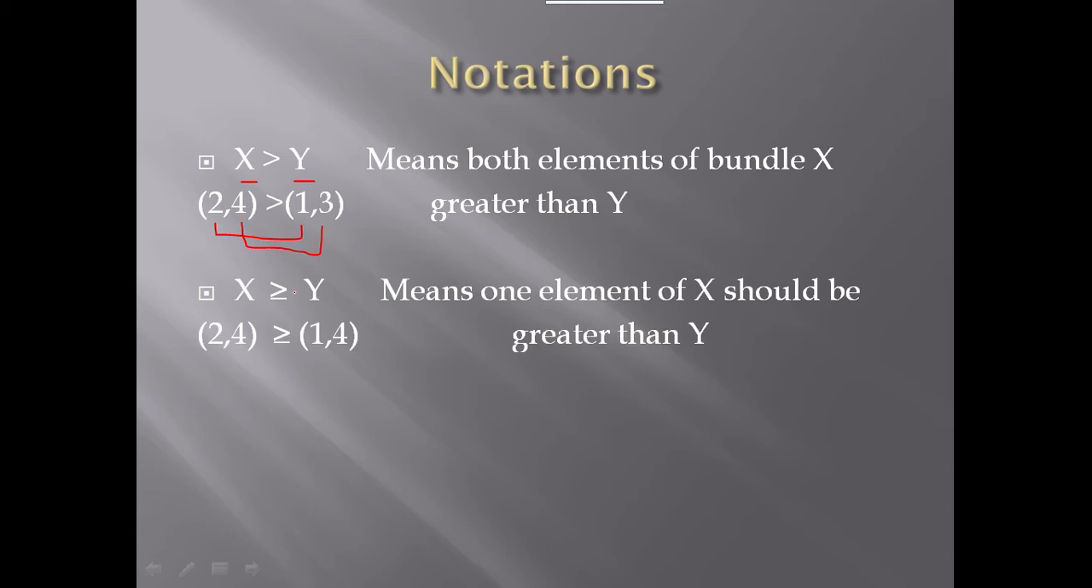X is greater than or equal to Y means one element of X should be greater than Y. Here we can see that 2 is greater than 1, and 4 is equal to 4. These two elements are exactly the same, and in these two elements, 2 is greater than 1. So X is greater than or equal to Y.